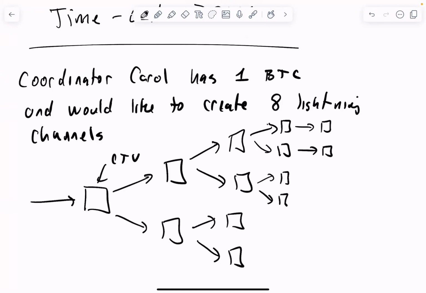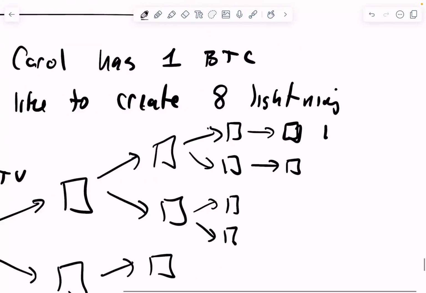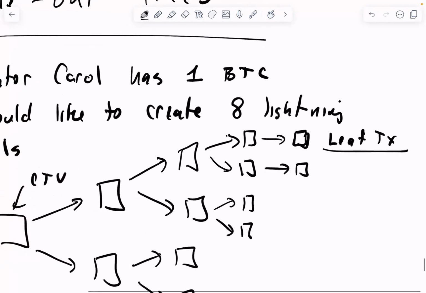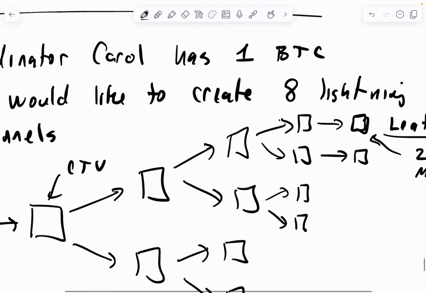So what does this actually mean here? This here is called the leaf transaction. And what it will be is a 2 of 2 multisig, which is funded by Carol.